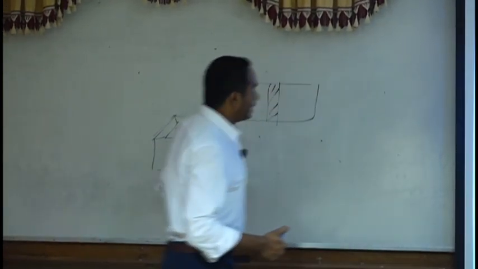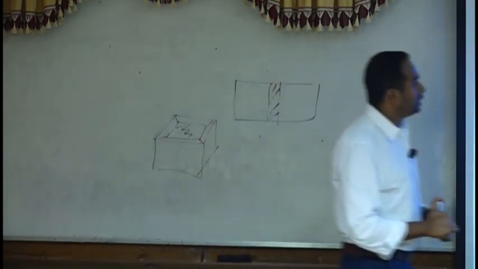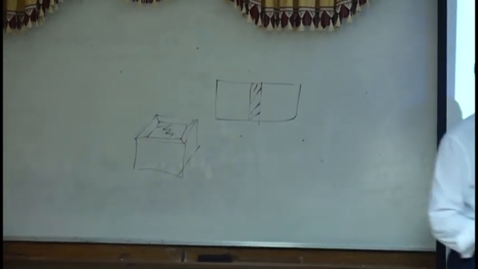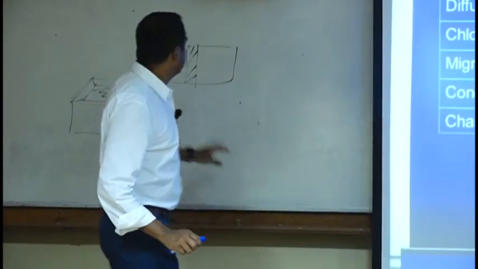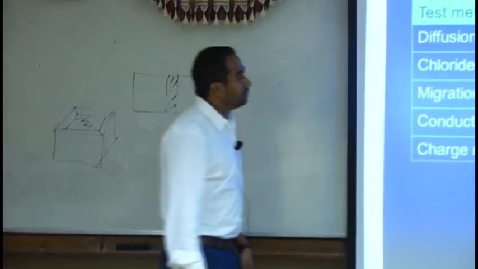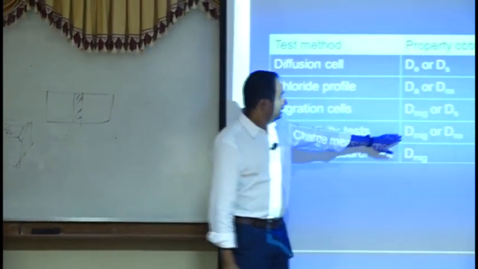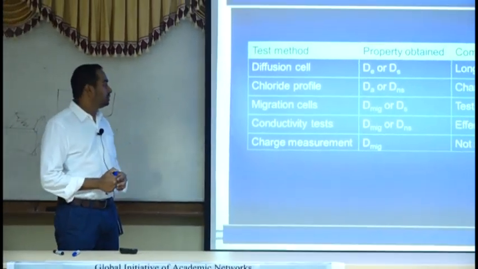So if you use this method, or you collect the dust from the site and then analyze it, you get what's called a D apparent, or D non-steady state. If you use a pure diffusion cell with no voltage flow, then you get an effective diffusion coefficient. If you use other means, rapid chloride or any other means, you get a different value.